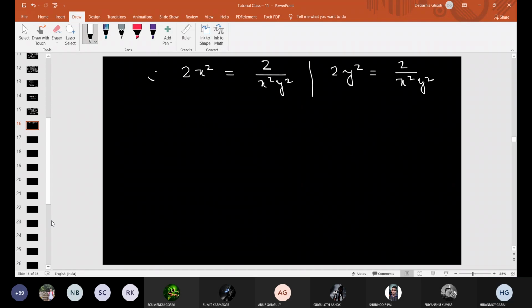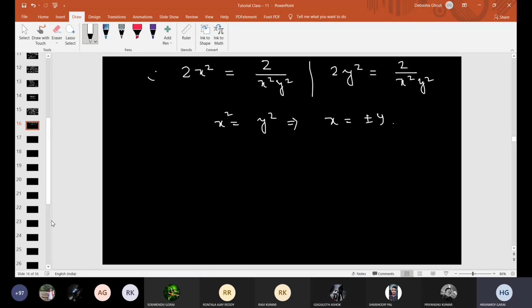Plus or minus 1. So therefore x square equals y square. This implies x equals plus or minus y.